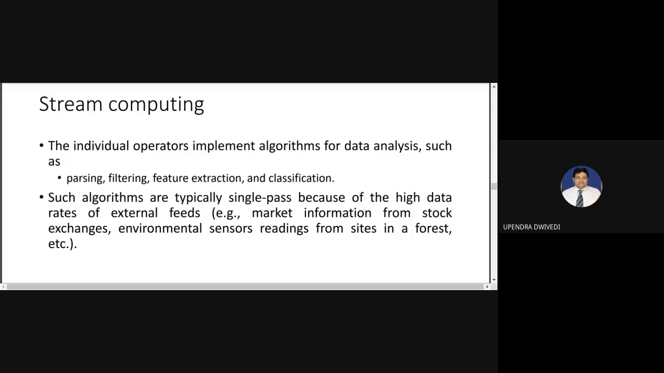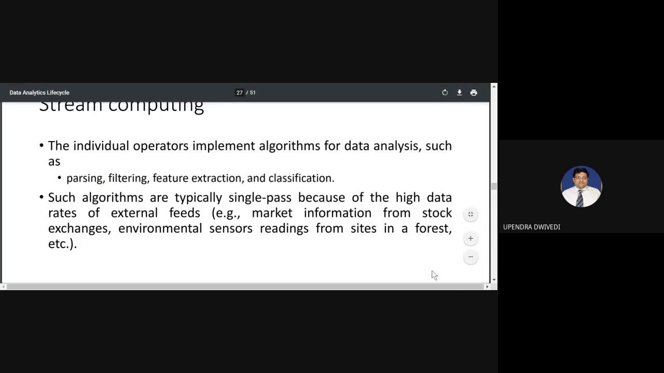The second example is environmental sensor reading from sites in a forest. As nature is continuously changing throughout the day, these environmental sensor readings are changing. They are not a unique kind of reading; they are different readings at different times. So when you are developing your application, you have to make sure that this constantly updated information can be processed in a fast way.